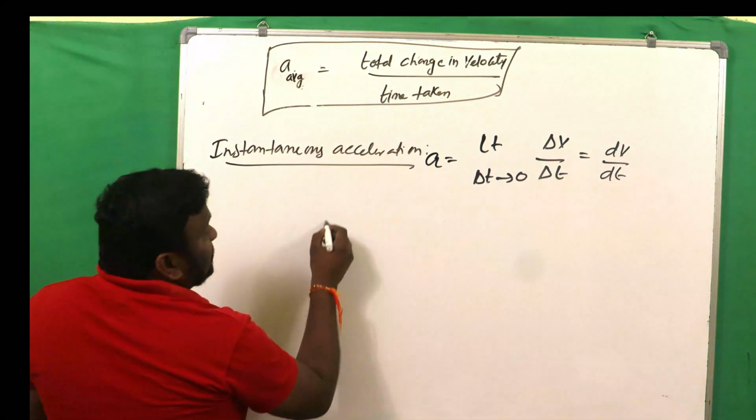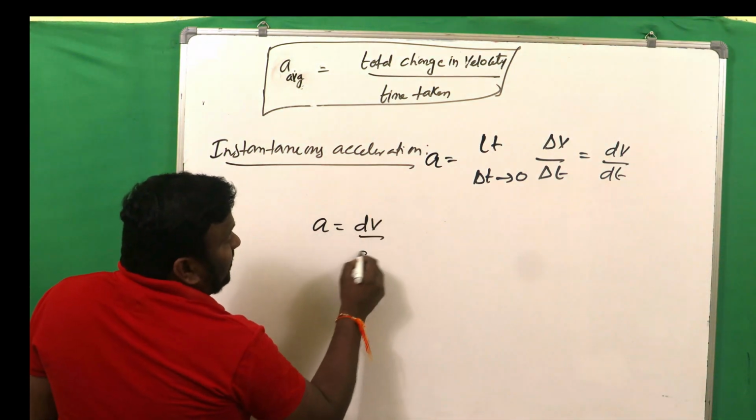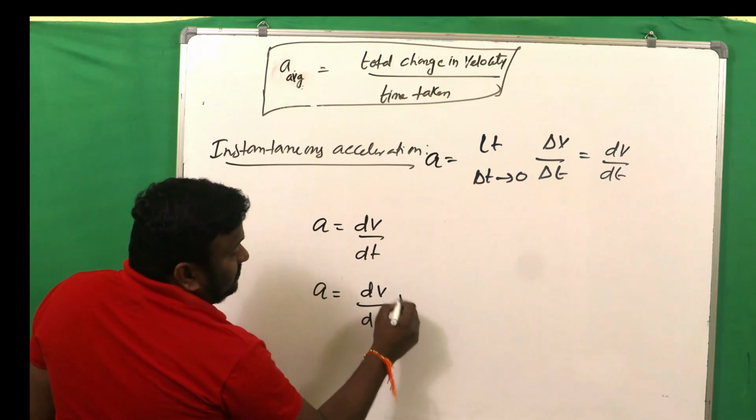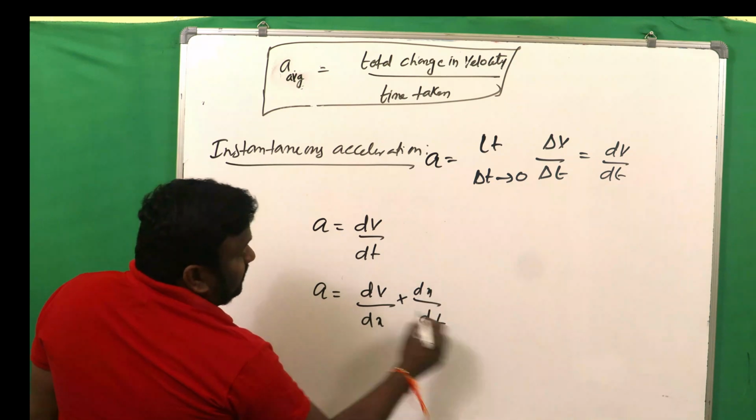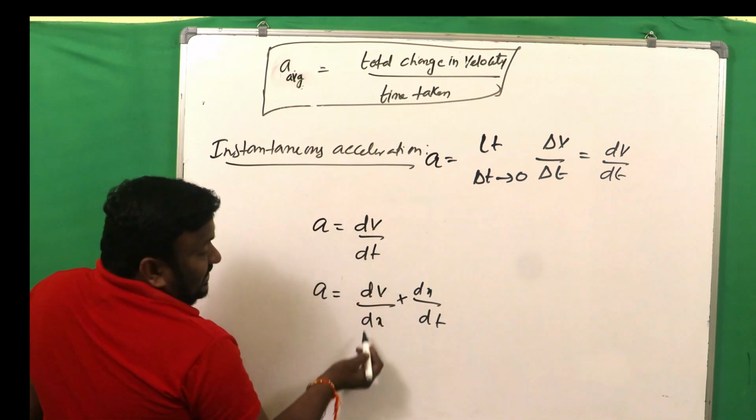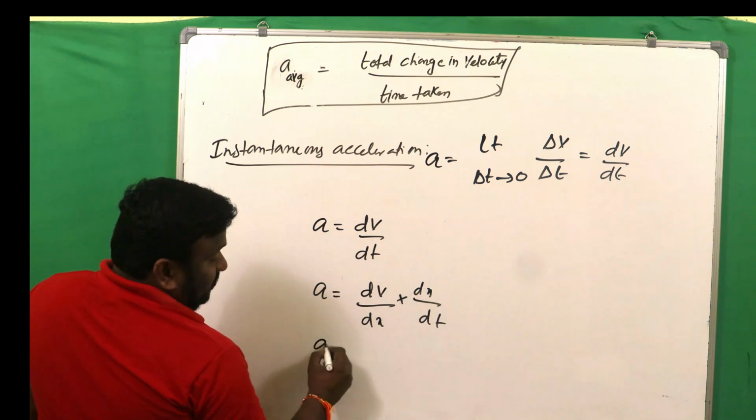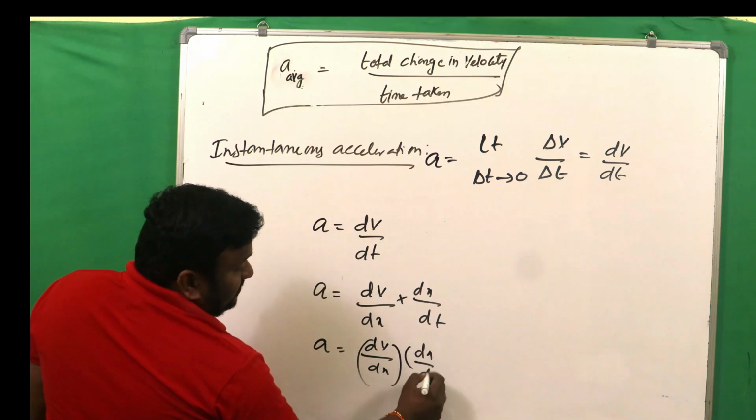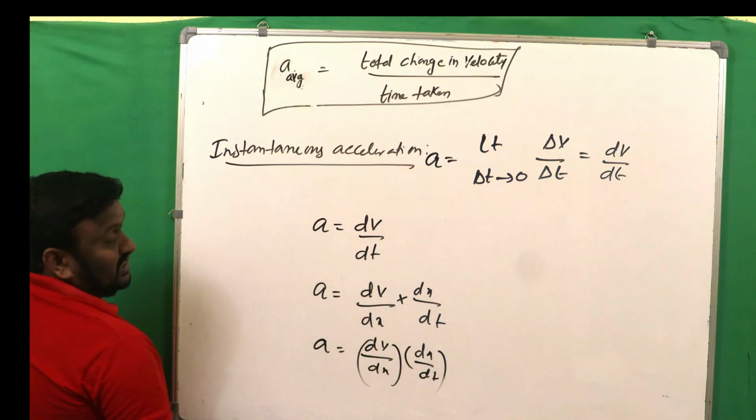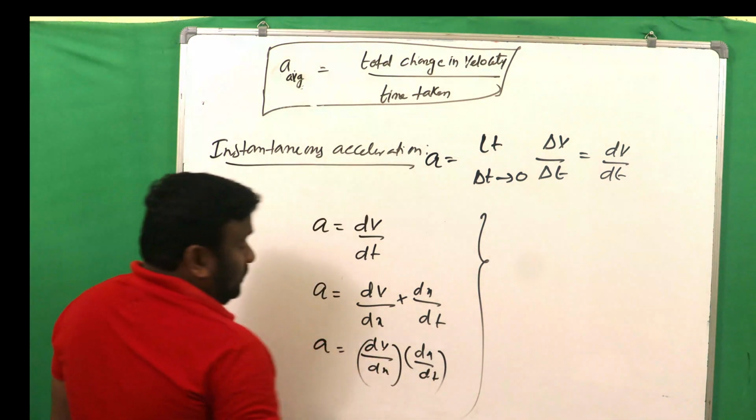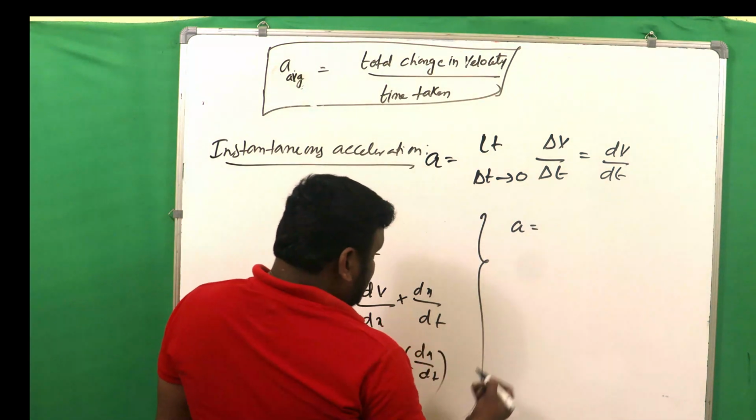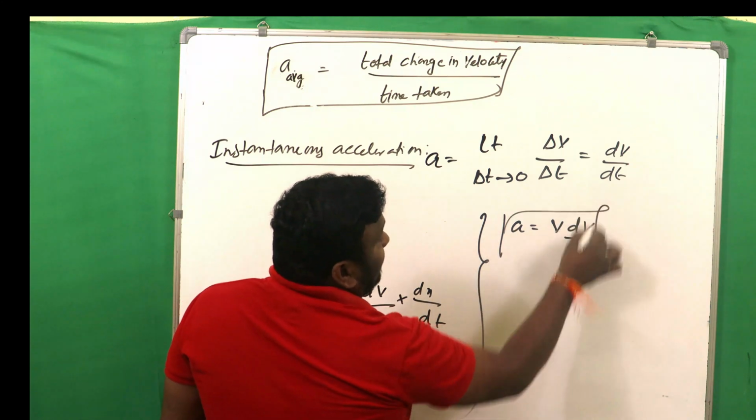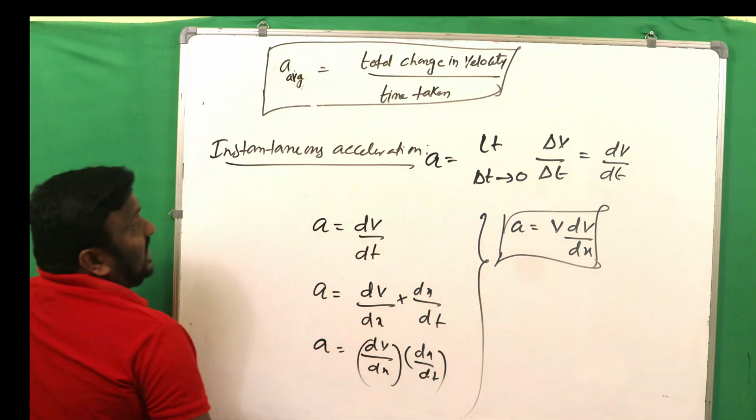Therefore we can write a is equal to dv by dt, and for our convenience we multiply the numerator and denominator by dx. Then there is no change in the value of dv by dt. So dv by dx into dx by dt. Here dx by dt is nothing but velocity. Therefore a is equal to v into dv by dx. This is another form of the formula for instantaneous acceleration.